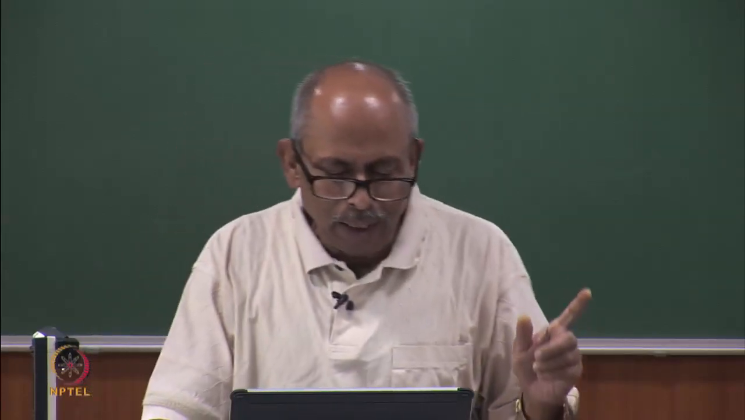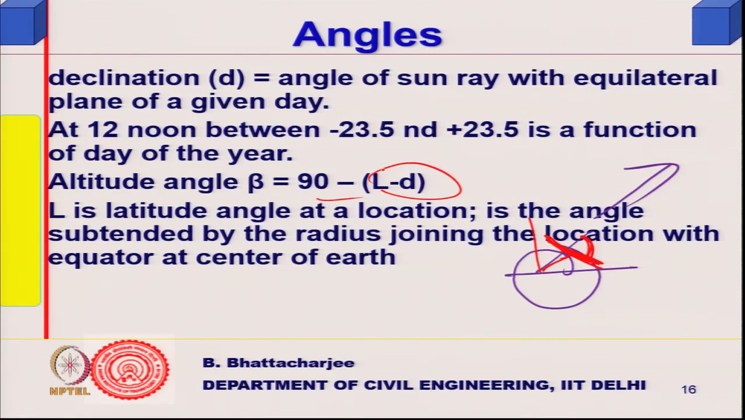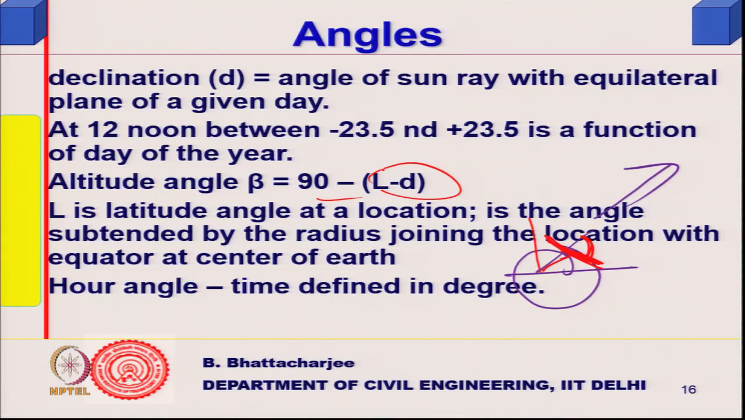So, latitude L is an angle at a location, we will come back to this and do a little bit of geometry also. L is the latitude angle at a location subtended by the radius joining the location with the equator at the center of the earth. I have already defined it, the formal definition is here. Now, we define an angle to define the time of the day, we call it hour angle.